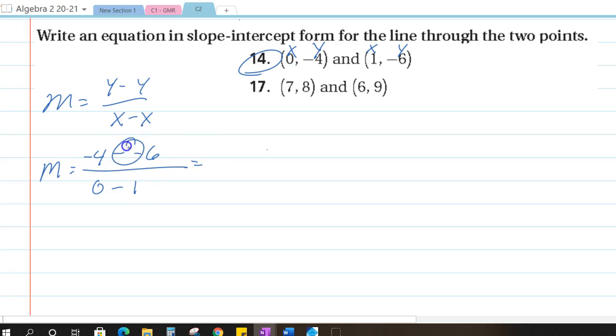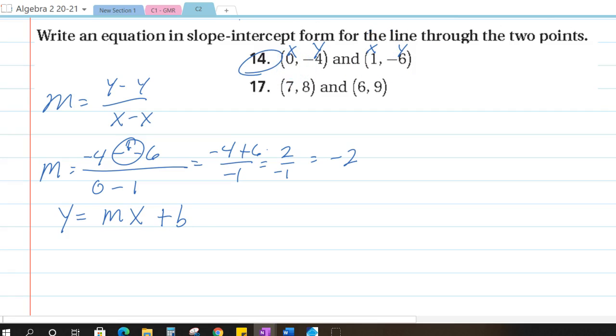2 negatives makes a positive, and so that gives me negative 4 plus 6 over negative 1. Negative 4 plus 6 is 2 over negative 1, which is simply negative 2. Now I plug it in slope-intercept form. Y equals mx plus b. It doesn't matter if I use the first point or if I use the second point.